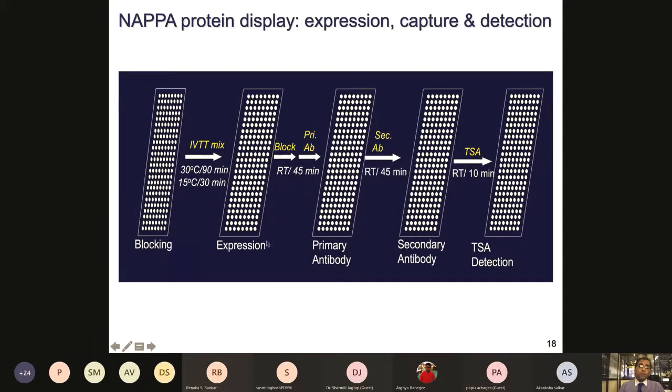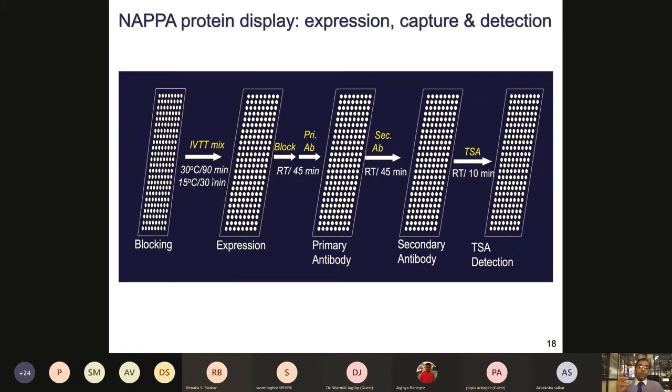So now you're going to move to the IVT mix addition, the in vitro transcription translation mix, which you're adding. After addition of that, you are going to incubate at 30 degrees for 90 minutes, followed by a capture step, which is 15 degrees for 30 minutes. Why does it do that? Because I showed you there's a capture antibody there.